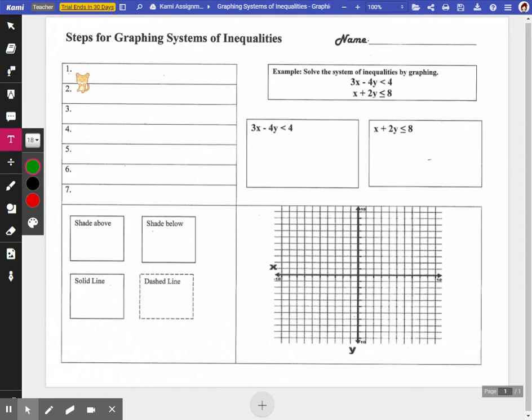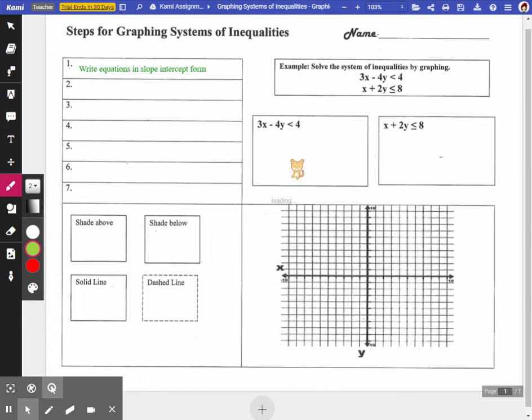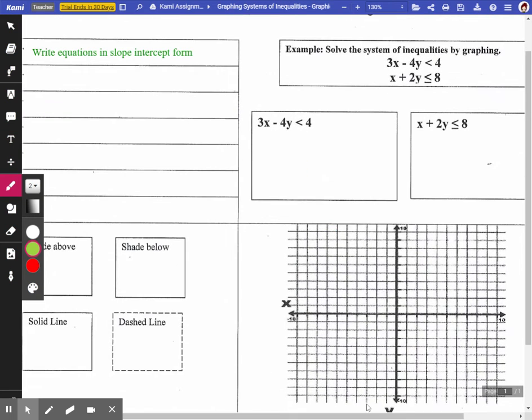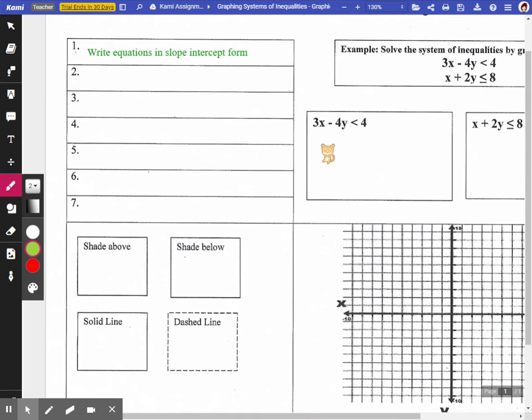We're going to graph systems of inequalities. Your first step is to write your equations in slope intercept form. I'm going to do my first equation in green. Slope intercept form just means you have to solve for y, so I want to get y by itself.